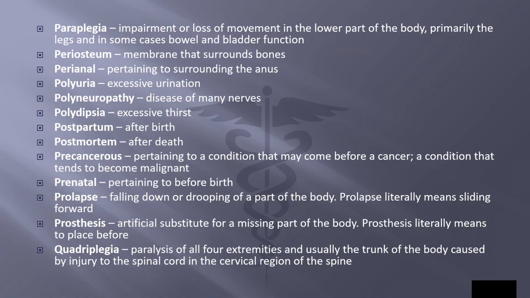Then we have pros, meaning before or forward. Prosthesis, artificial substitute for a missing part of the body. Prosthesis literally means to place before. An artificial limb is a prosthesis, literally something placed before as a replacement.